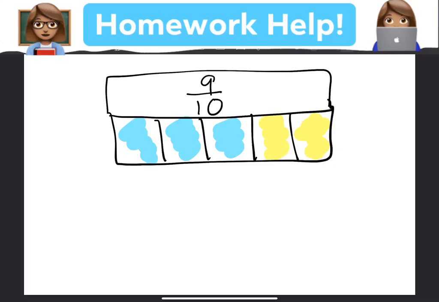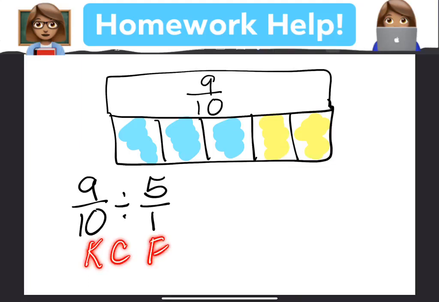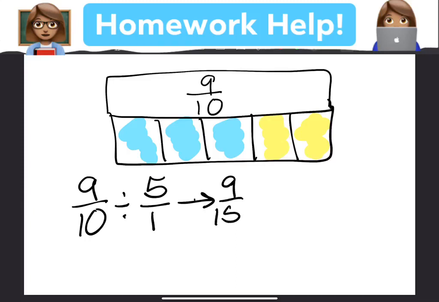What I could do is think of a candy bar. I can break this candy bar into 5 pieces. When I break something into 5 pieces, I'm thinking of division. So what if I divided this by 5? I'm not sure if your kid knows division with fractions yet, but we do something called keep, change, flip. In other videos, I explain why. I keep the first number, change this to multiplication, and flip the second one around, and I get 9/50.